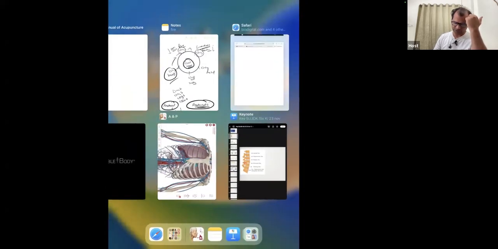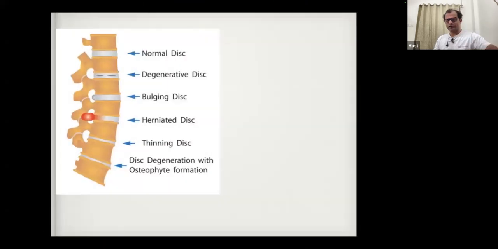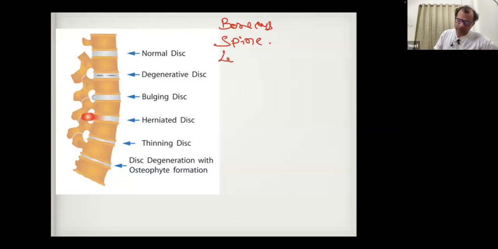So how can we treat this condition? हम इस condition को कैसे treat कर सकते हैं? So let's see now. Number one, we are choosing the bone system. Then we will be choosing the spine. Then we'll go to the lumbar vertebra.